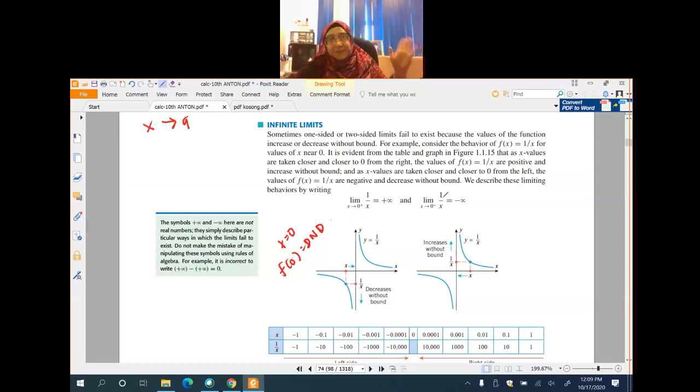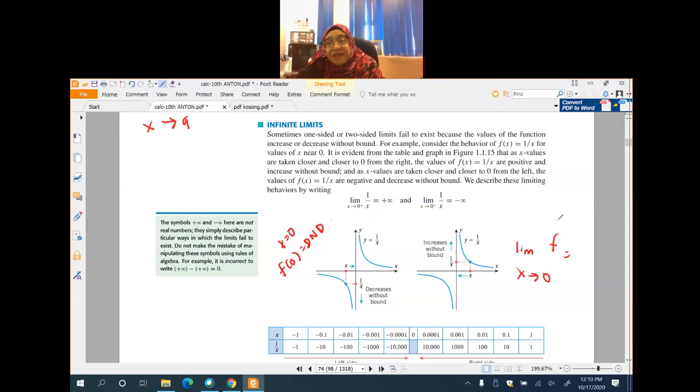The limit of 1 over x as x tends to 0 from the left is equal to negative infinity. So this is increasing without bound. So does the limit of f as x tends to 0 exist or not? The limit of f as x tends to 0 does not exist. Why is that?